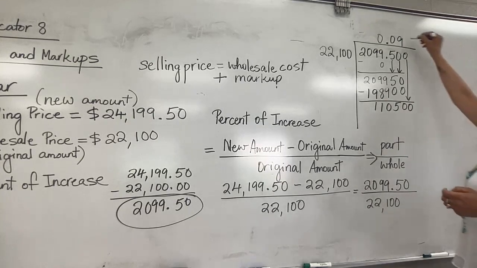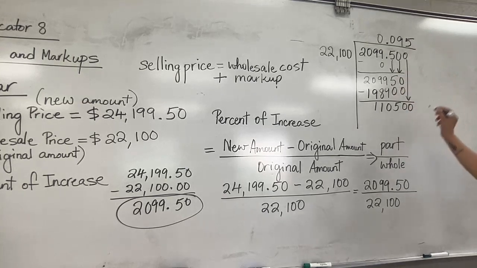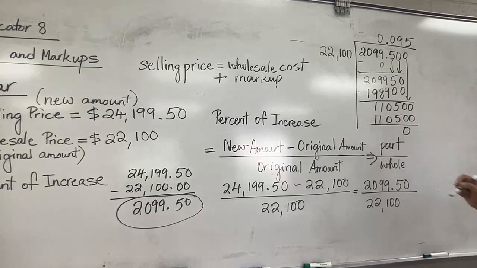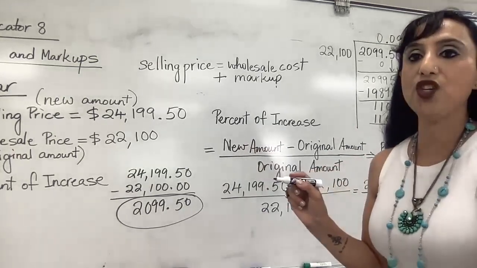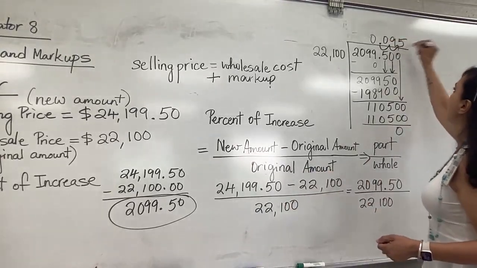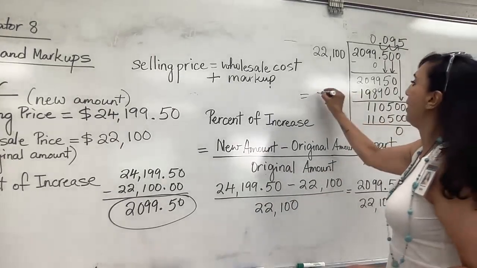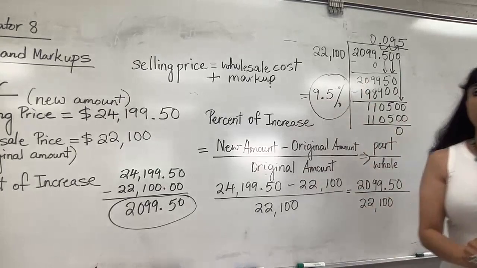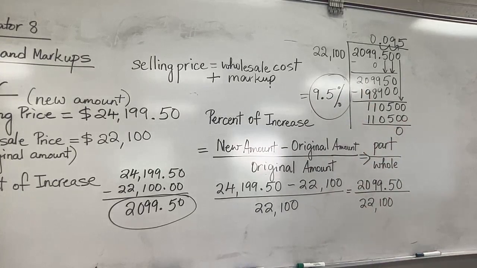So I'm going to annex another 0 and bring this down. And 5 times 22,100 is going to give me this number. Now I have 0.095, but that is in decimal form, so I have got to change it to a percent. I'm going to move it 2 places to the right, 1, 2, and that gives me 9.5%. So 9.5% is the markup for the wholesale price on this item.